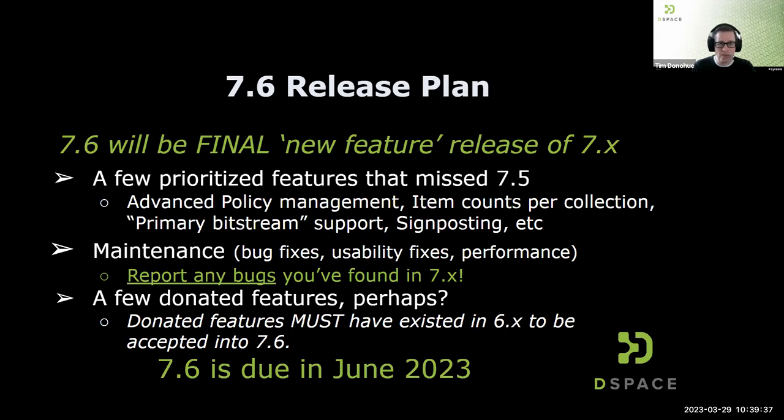And it's primarily going to have prioritized features that missed 7.5. A few of them are listed here. There may be some more that come up before that 7.6 release, but we are aware of these features. The first three are all in DSpace 6. So the advanced policy management tool that used to exist in DSpace 6, we are moving forward into DSpace 7. Item counts used to exist in DSpace 6. Those will be coming into DSpace 7, as well as support for primary bitstreams, flagging a bitstream as the primary one that'll get listed first and used first for things like thumbnails. We're also working on signposting support, and there may be a couple other features coming.